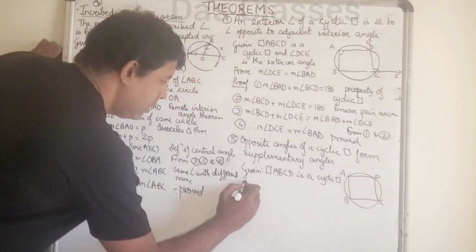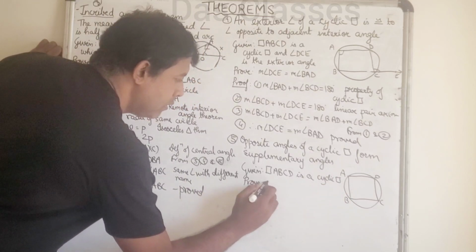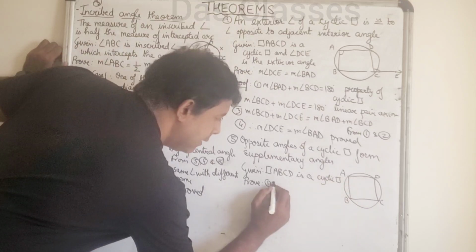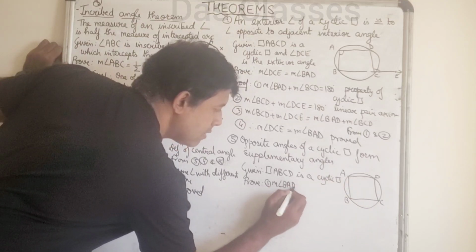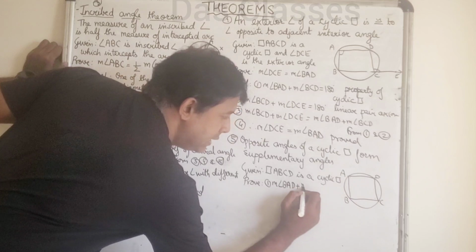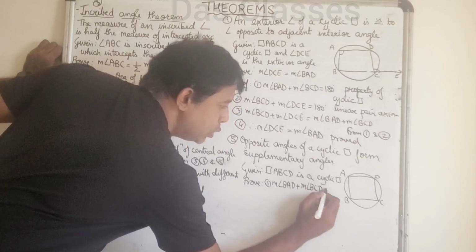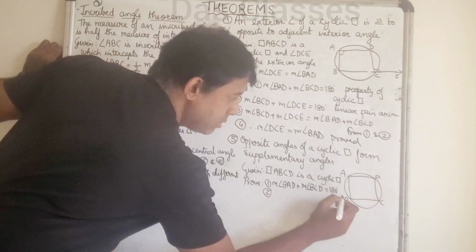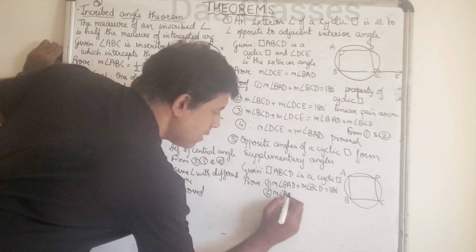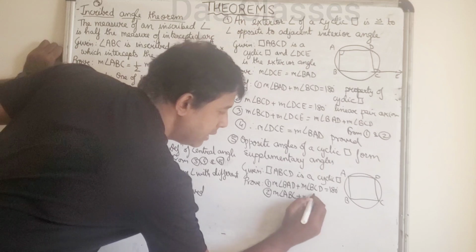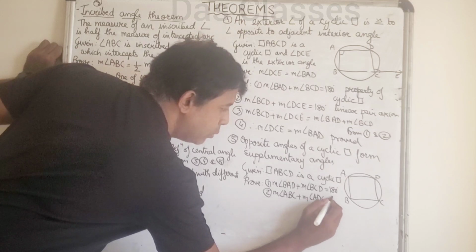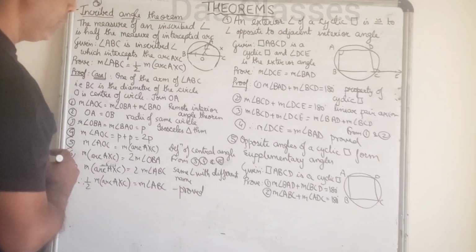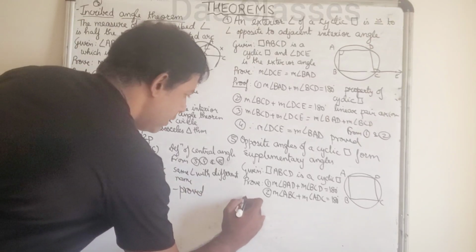We have to prove number 1, opposite angles, meaning this angle and this angle: measure angle BAD plus measure angle BCD should be 180 degrees. And second one, measure angle ABC plus measure angle ADC should be equal to 180 degrees. So this is what we need to prove. How will we prove it? Let's write down the proof.